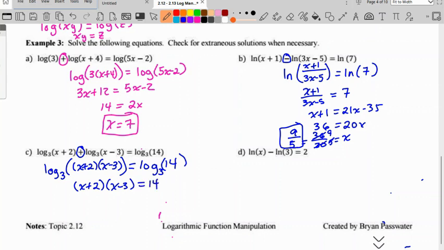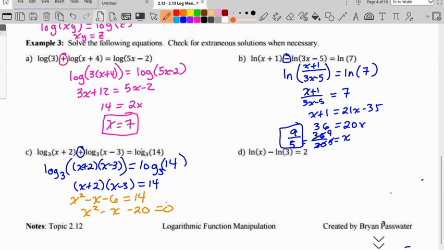So far, so good? Everybody with me? All right, now let's go ahead and distribute that on the left so that we can combine that 14 with it and then factor it and solve it again. Okay, so just use those algebra skills. That's going to give me x squared. 2x minus 3x is going to be negative x. 2 times negative 3 is negative 6 equals 14. I'm going to subtract 14 from both sides. I get x squared minus x minus 20 equals 0.